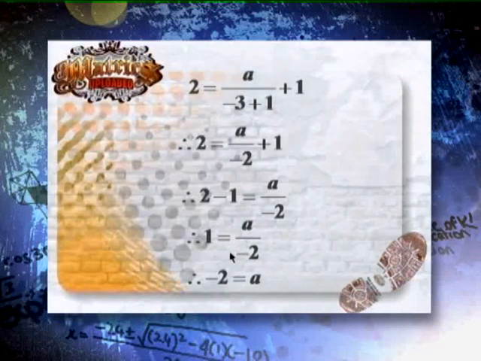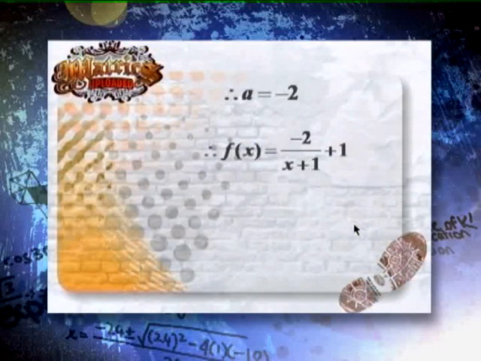Now you can cross multiply or multiply by negative 2. And then we just simply slot in. A is negative 2, and there's our equation. This is the complete equation.